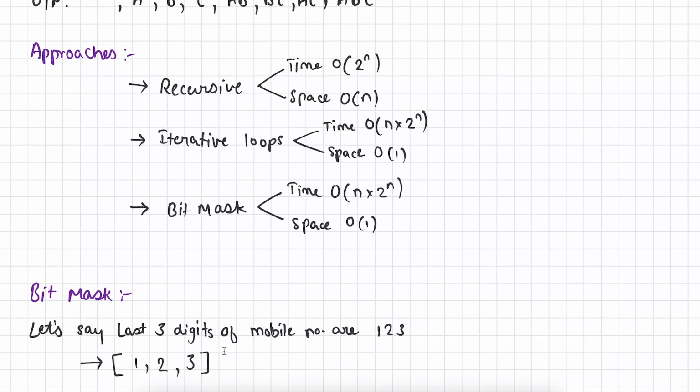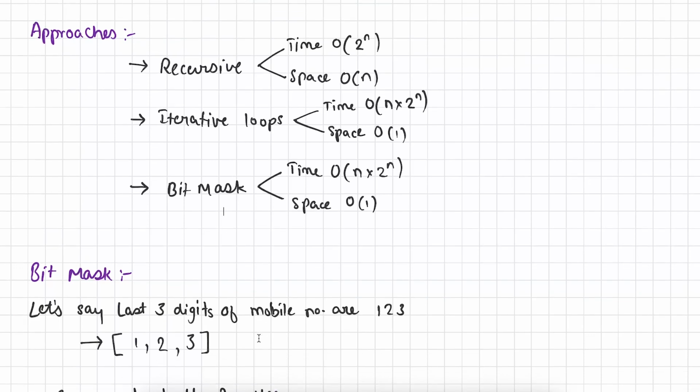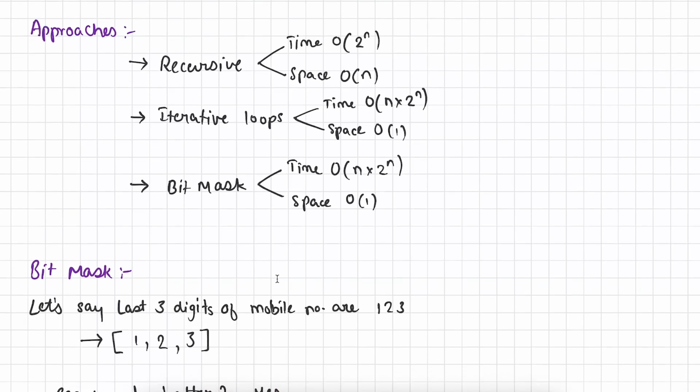So let's say I have a mobile number and the last 3 digits of my mobile number are 123. If I want to store this 123, then I have to create a set, and in that set I have to enter 1, 2 and 3. So can we have a better way to store these numbers? Yes, we do. And this is where bit mask comes into the picture.